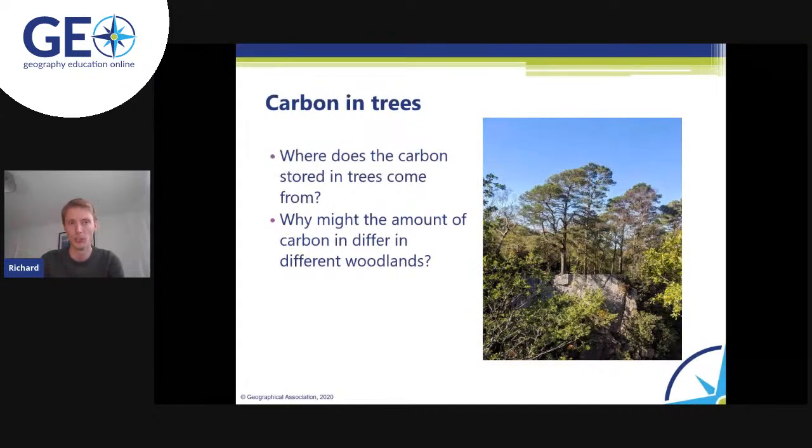This picture of a woodland up in Cumbria might have a very different amount of carbon to even a woodland just down the road from it, or one over the other side of the country. So if you've got any ideas in the comments again, why might the amount of carbon differ in different woodlands? What is it about different areas or different structures of woodlands that might give you different amounts of carbon within them?